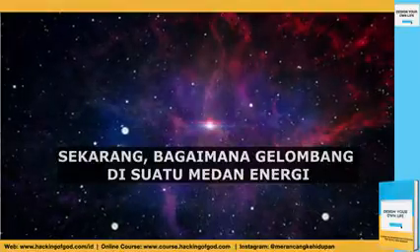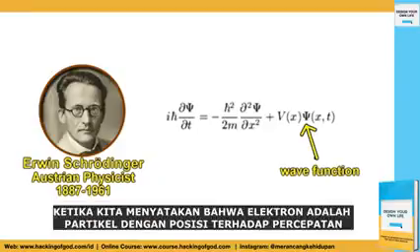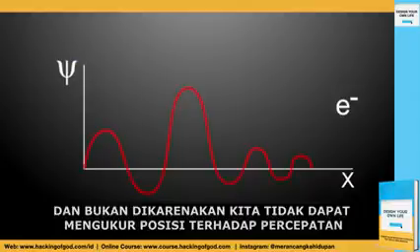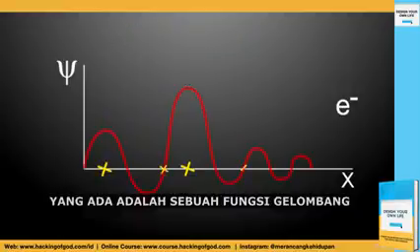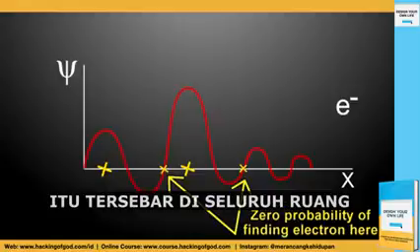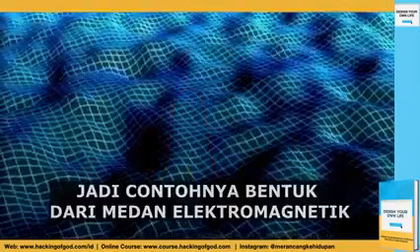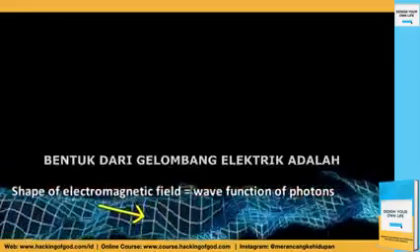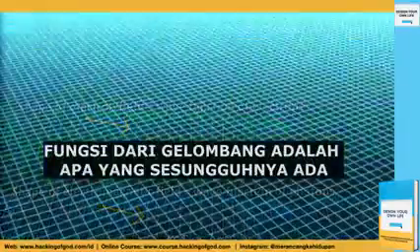Now, how are waves in the field related to the probability waves of quantum mechanics and the Schrödinger equation? When we say that an electron is a particle with a position and velocity, this is wrong. And it's not because we can't measure its position and velocity. It's because there's no such thing as a position and velocity. All there is is a wave function. It is spread all throughout space, and it only tells us what the position and velocity will be if we choose to measure it. So for example, the shape of the electromagnetic field is the wave function of photons. The shape of the electron field is the wave function of electrons, and so forth. The wave function is what really exists.